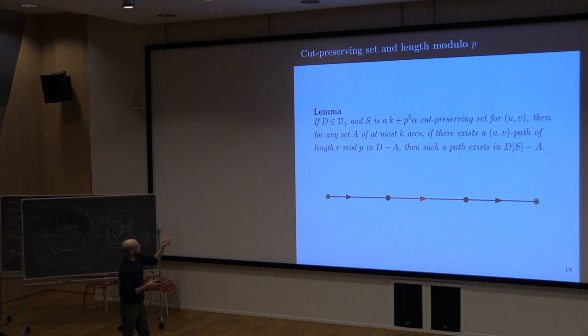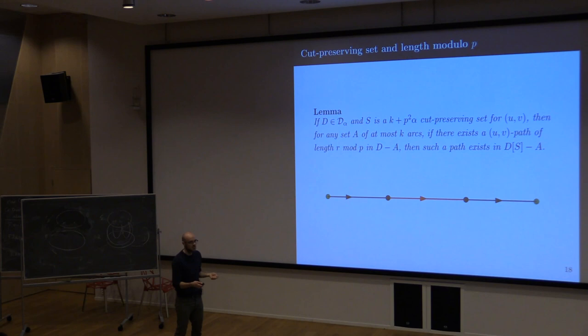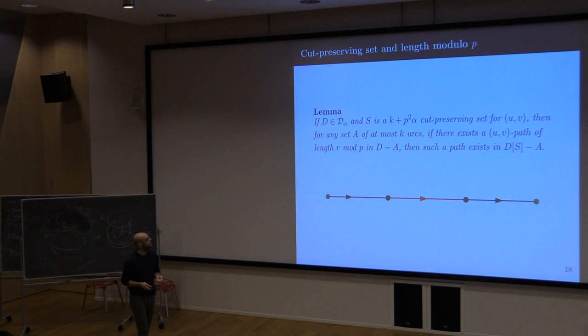And so if I keep this k plus p alpha cut preserving set for uv, then for any set A of at most k arcs, if there exists a uv path of length r modulo p in D minus A, then such a path exists in D_S minus A. So, right, the same property is preserved. So you preserve not only the existence of a path, but the existence of a path of a certain length. Right, so how do you do it?